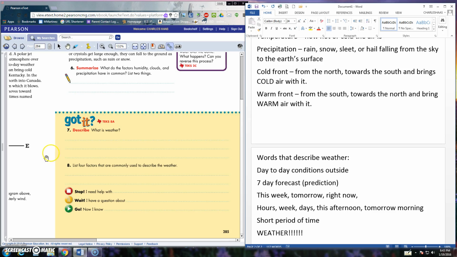Now that you're done, you need to look back on page 285 and you can answer question number 7 right here. Describe what is weather based on what we've read. Based on the notes you've written, you should be able to describe right here what is weather. They gave you 3 lines. You should be able to fill up all 3 lines. You can push pause until most of you are done, and then you may continue.